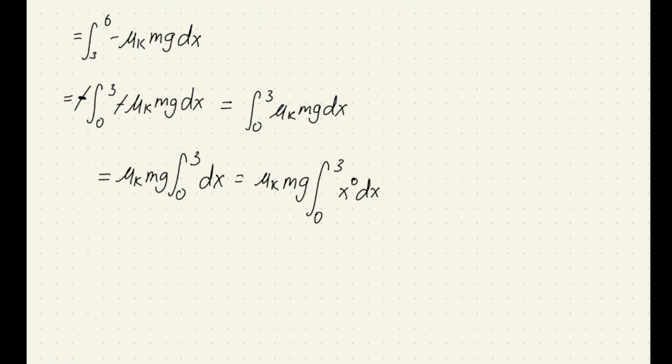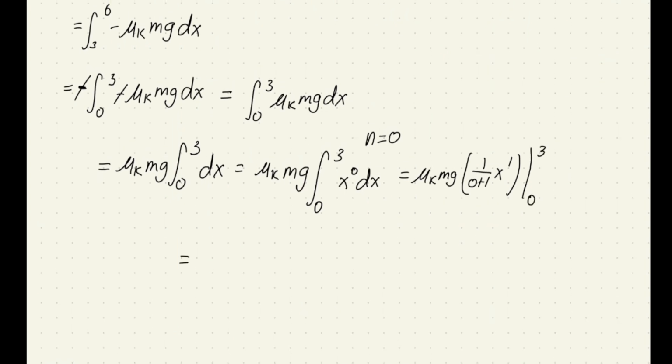Our rules of integration tell us that the constants are unaffected, but then my x to the 0 becomes 1 over 0 plus 1. Again, our n here is 0. 1 over 0 plus 1 times x to the 1. And then we evaluate that at the positions 0 and 3. So my mu k, m, and g stay the same. I get 1 over 0 plus 1, and that is just 1. And then I get x to the first power, and we evaluate that at 0 and 3.